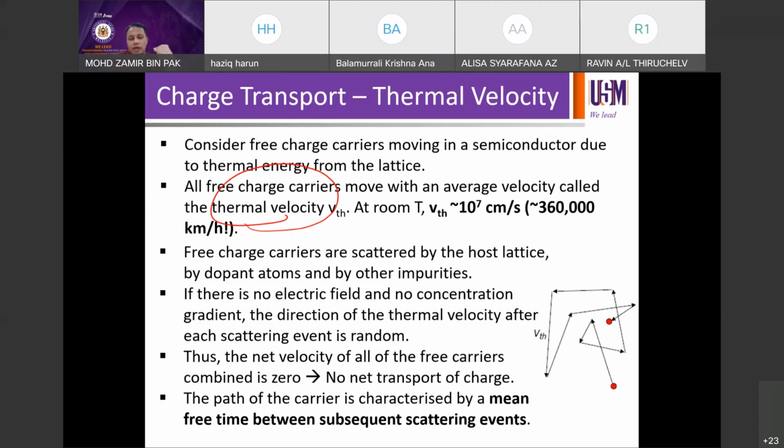Kalau you ada extrinsic semiconductor, then you're talking about charge carriers movement. They are going to experience scattering by the host lattice from the silicon, by the dopant atom as well. So the carriers are going to be scattered by the presence of phosphorus, by the presence of boron, by the presence of arsenic, antimony, depending on what you have in the lattice, and by other impurities as well.